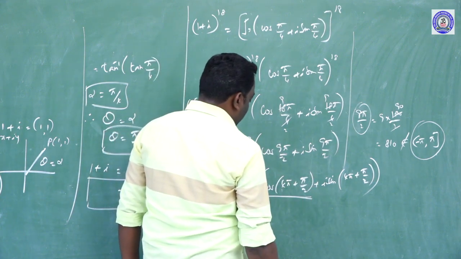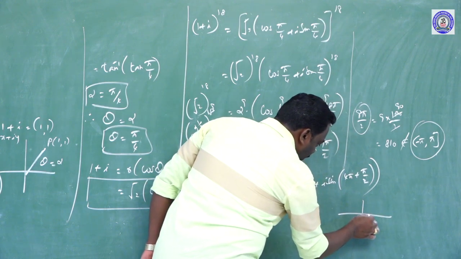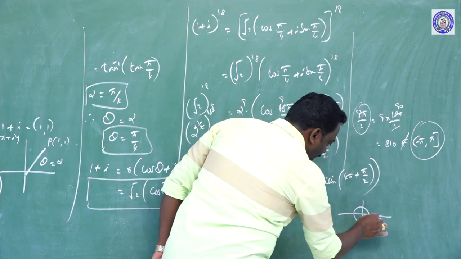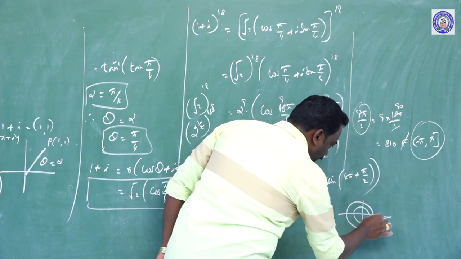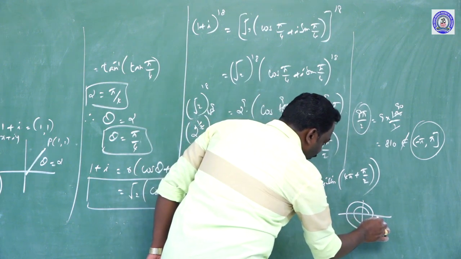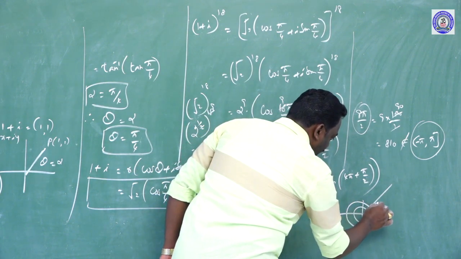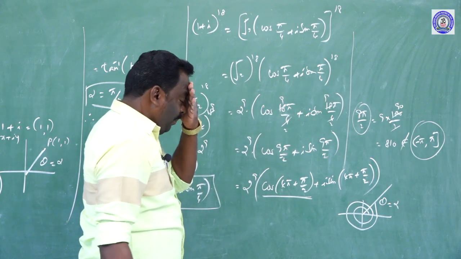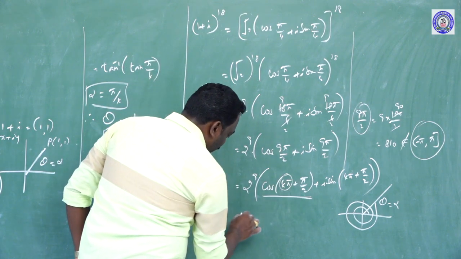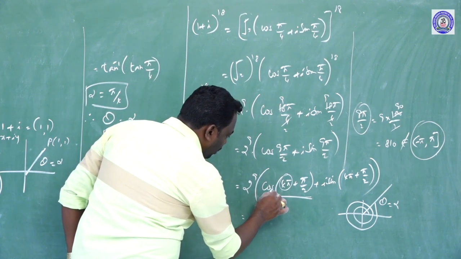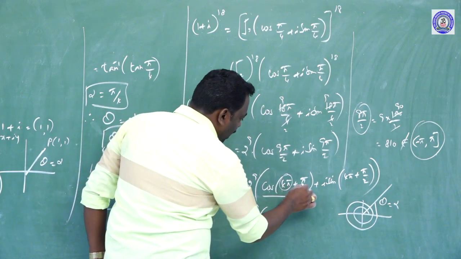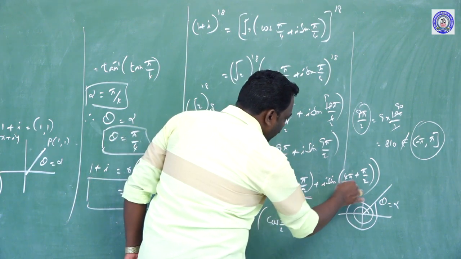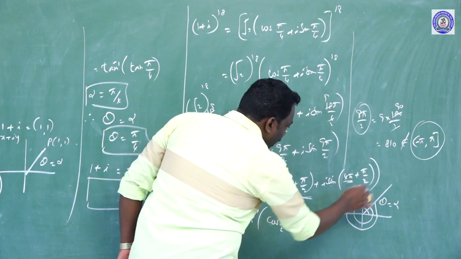Starting from the origin, one rotation is 2π, another rotation is 4π. So again it is some 90 degrees, therefore it lies in the first quadrant. In this quadrant theta equals alpha. Therefore, 2 power 9 into cos stays the same, cos, and theta equals 90 degrees, that is π/2, plus i into sin stays the same, sin, and theta equals π/2.